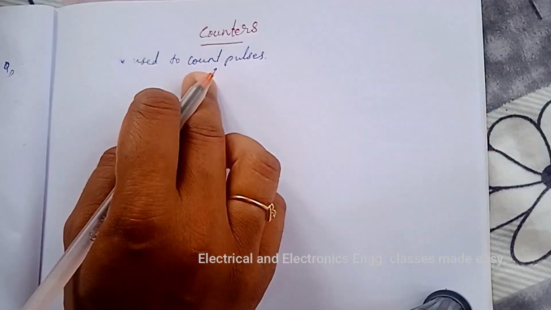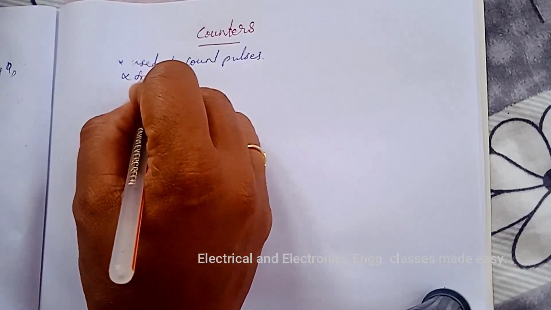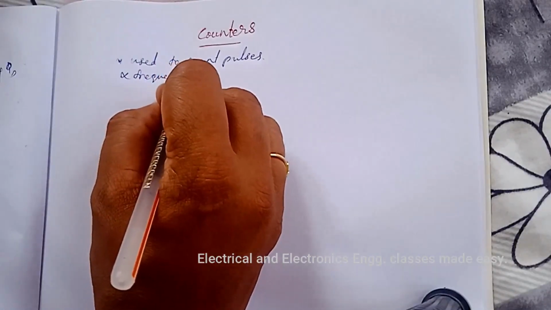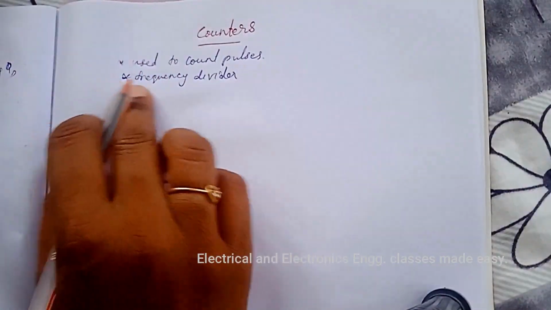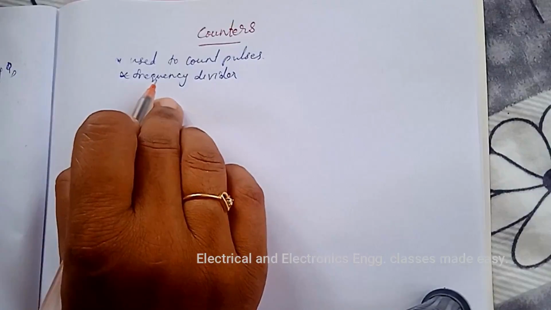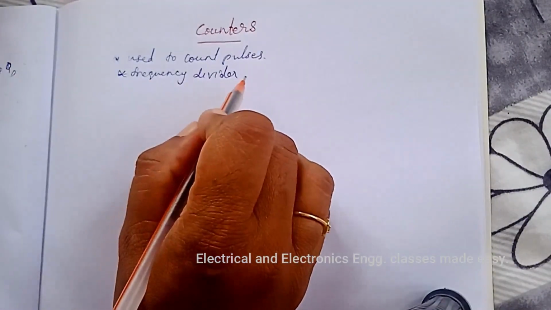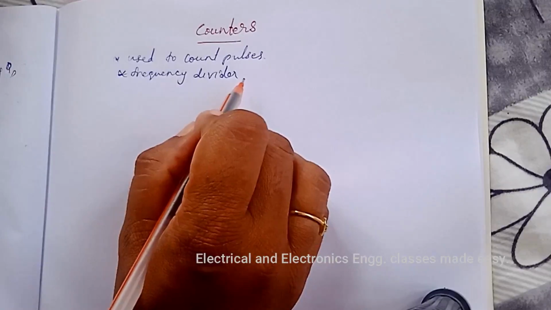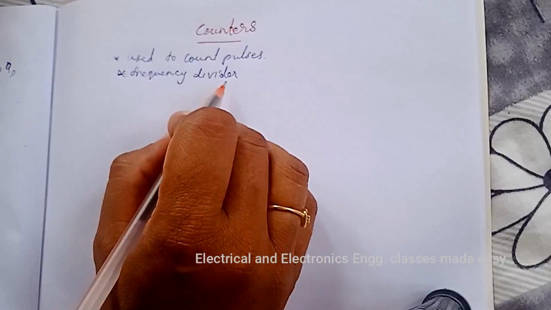And a counter can also be used as a frequency divider, to obtain waveforms with frequencies that are specific fractions of the clock frequency.